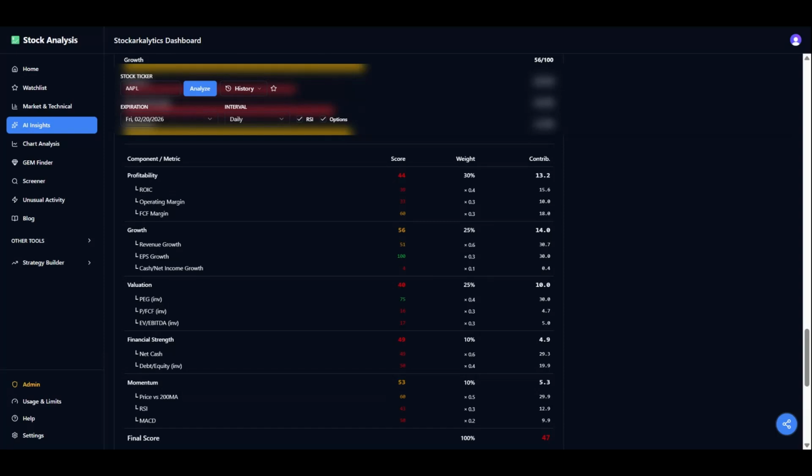If you want the exact math, this table shows it. Score is the raw score for that category or metric. Weight is how much that category matters in the final model. And contribution is the actual impact on the final score. So if something has a low score and a high weight, it's going to pull the final score down more.